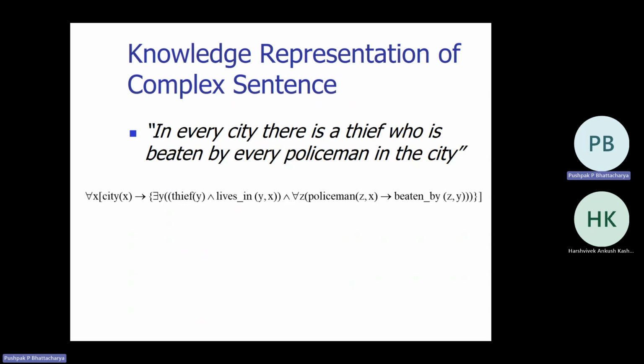For example, if you take this particular sentence, which is complex, in every city, there is a thief who is beaten by every policeman in the city. So this is represented by this predicate calculus formula. For all x, city x implies, okay, if x is a city, then there exists a y, thief y, and lives in y x. So y is a thief and y lives in x. And for all z, policeman x z means if z is a policeman in the city x, then y has been beaten by every policeman in the city.